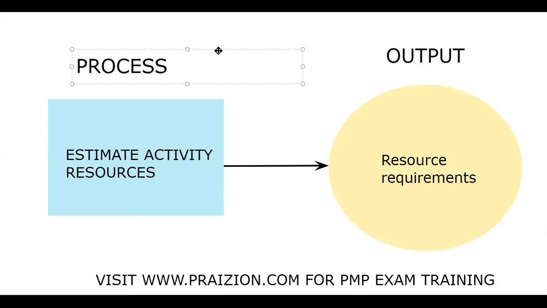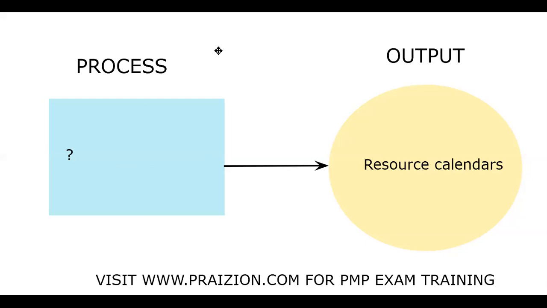The question is as follows. Resource calendars is an output of which process?